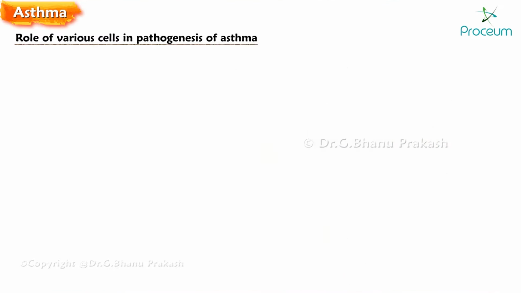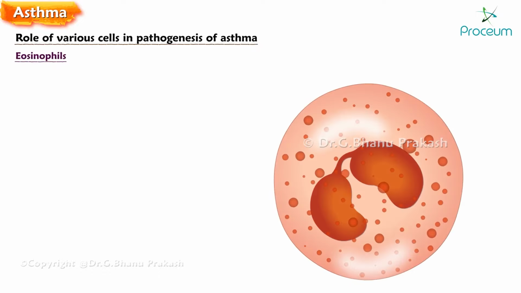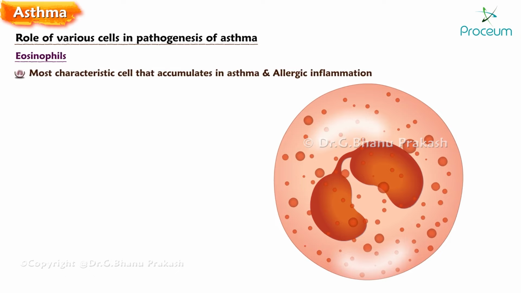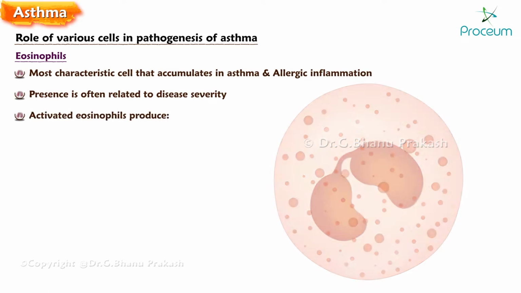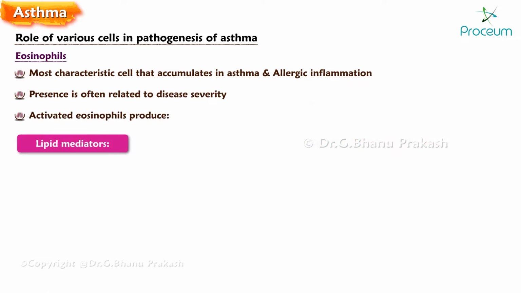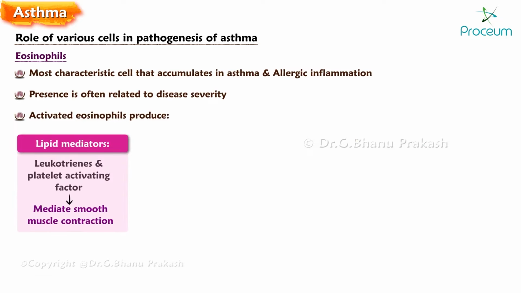Roles of various cells in pathogenesis of asthma. Eosinophils. The eosinophil is the most characteristic cell that accumulates in asthma and allergic inflammation. Its presence is often related to disease severity. Activated eosinophils produce lipid mediators, such as leukotrienes and platelet activating factor that mediate smooth muscle contraction.